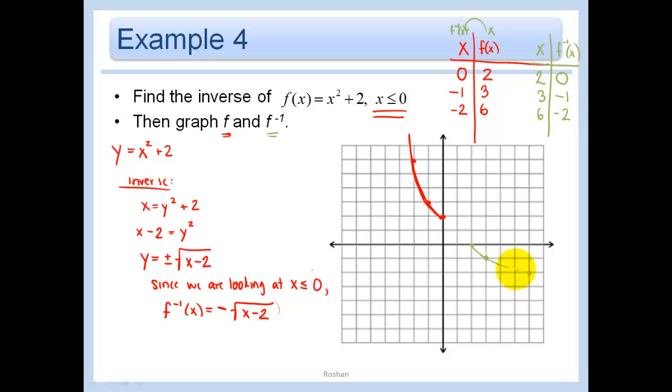Let's plot it. And then let's do our quick check. Let's draw in y equals x.